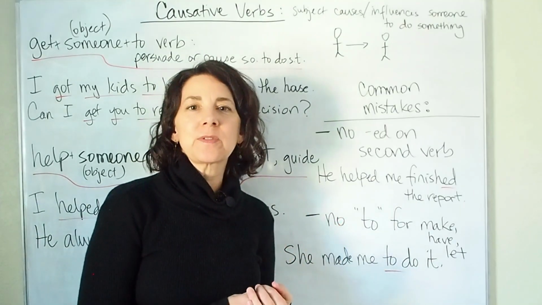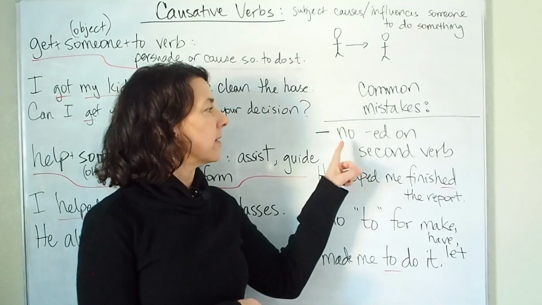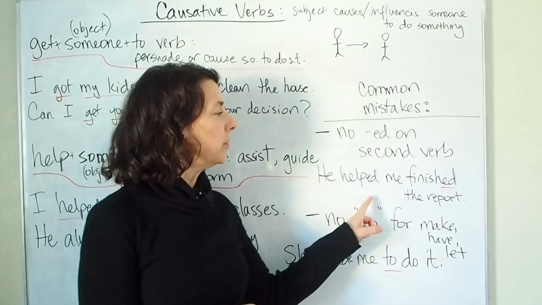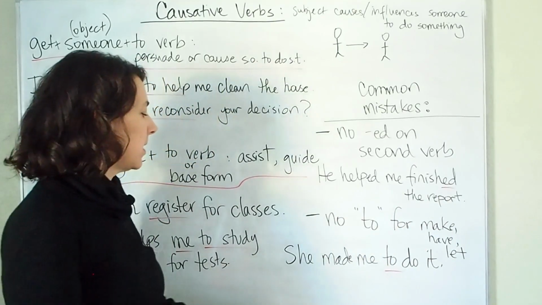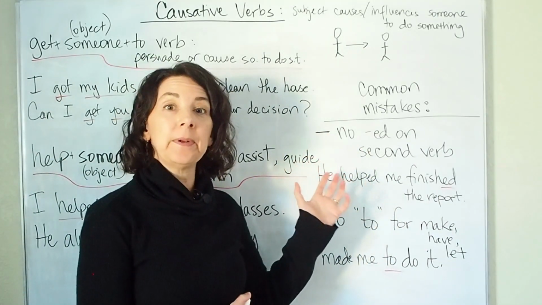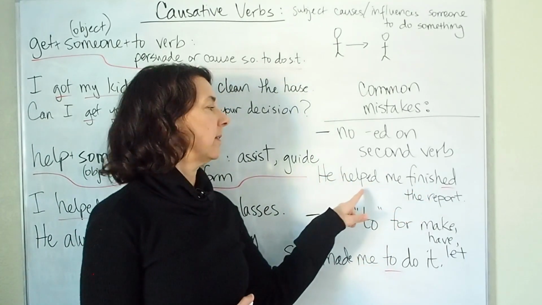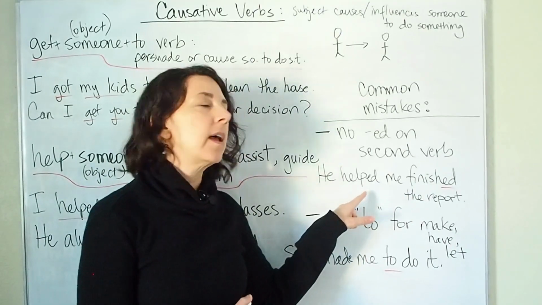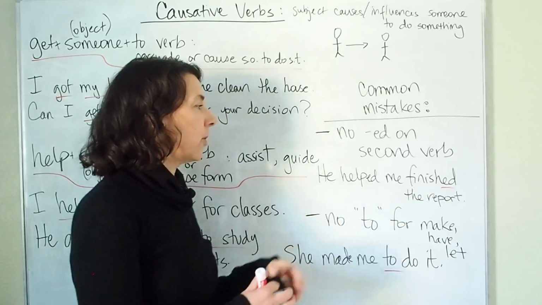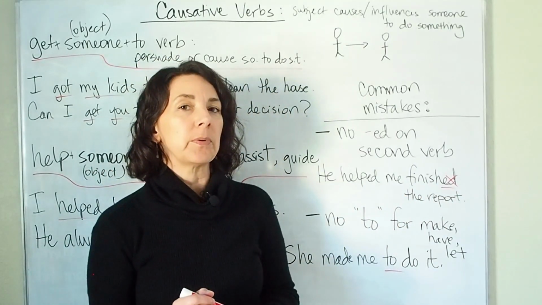We also want to notice what are some common mistakes with causative verbs. One common mistake is that there should be no ed on the second verb. For example, he helped me finish the report. So this verb is in the past tense because this situation happened in the past, but this verb needs to be in the base form. This is the main verb of the sentence, and this one does not have any tense. So we need to take off that ed. He helped me finish the report.